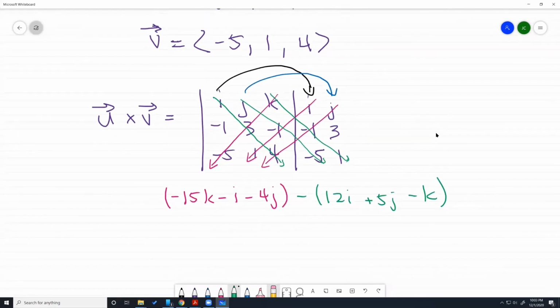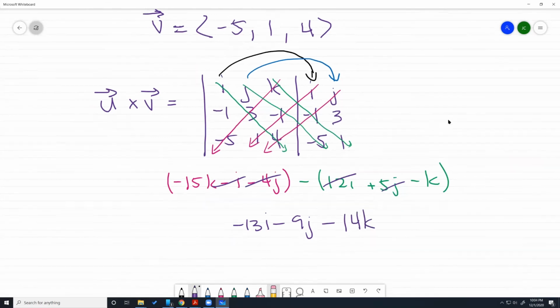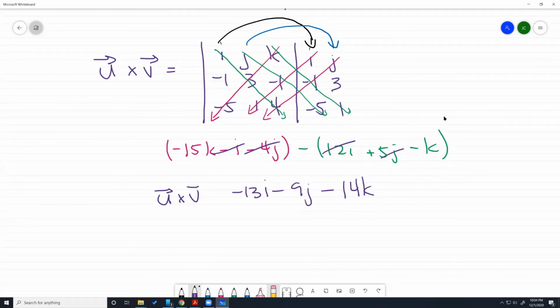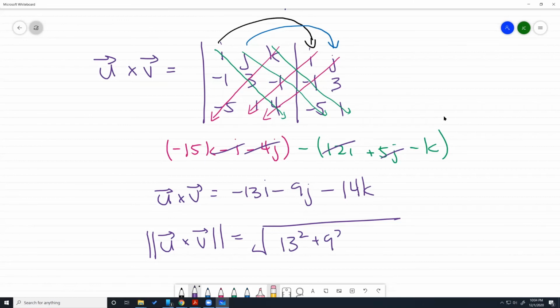Now let's collect like terms. -i minus 12i is -13i. Then -4j minus 5j is -9j, and finally -15k minus -k is just plus k, so that's -14k. This is the cross product between u and v. To find the area, all you have to do is find the magnitude of that cross product. So we're going to do 13 squared plus 9 squared plus 14 squared, and that will give you the square root of 446. That would be the answer.